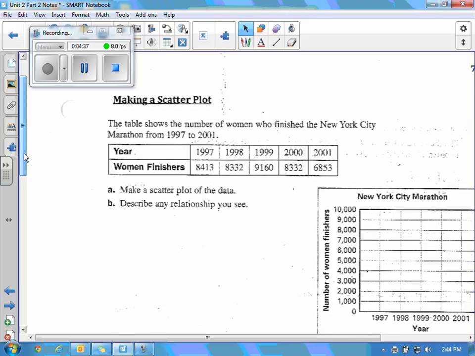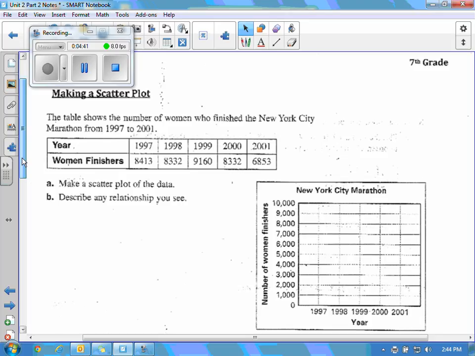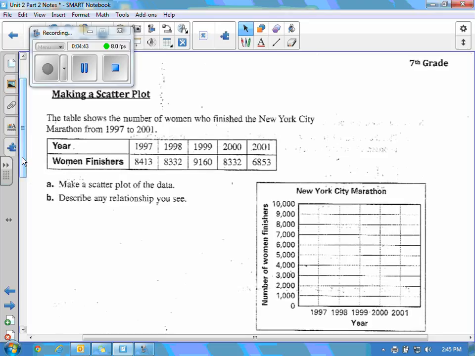Looking at the back side of your notes, the next part is on making a scatter plot. We'll talk about scatter plots a couple times throughout the year, so this is just going to be a quick overview of what a scatter plot is. If you look at the problem, it says the table shows the number of women who finished the New York City Marathon from 1997 to 2001. And then they give you the table with the year and the number of women finalists. One thing you need to notice straight away is that these are going to be your X values on top, your Y values will be on the bottom.